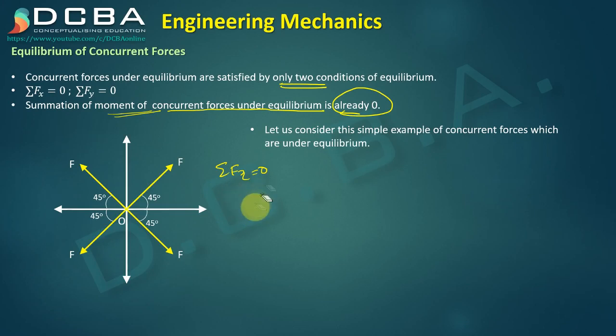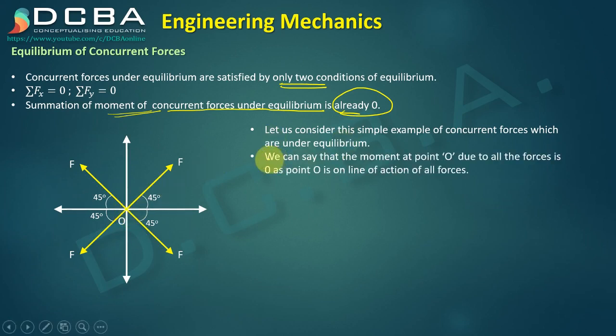Now let us prove that the summation of moment at any point is 0. First, why not take this point O only, because we already have that point with us. So let us try to find the moment at point O. We can directly say that the moment at point O due to all the forces is 0, as point O is on the line of action of all the forces. Because of that, there cannot be any moment about point O due to all these forces. This was easy.